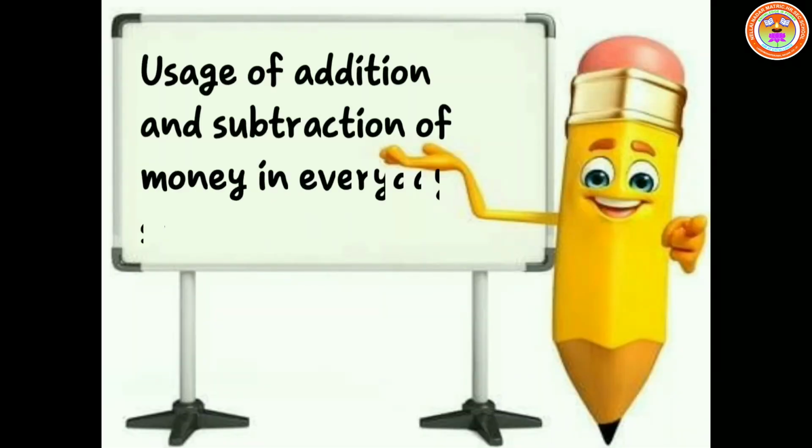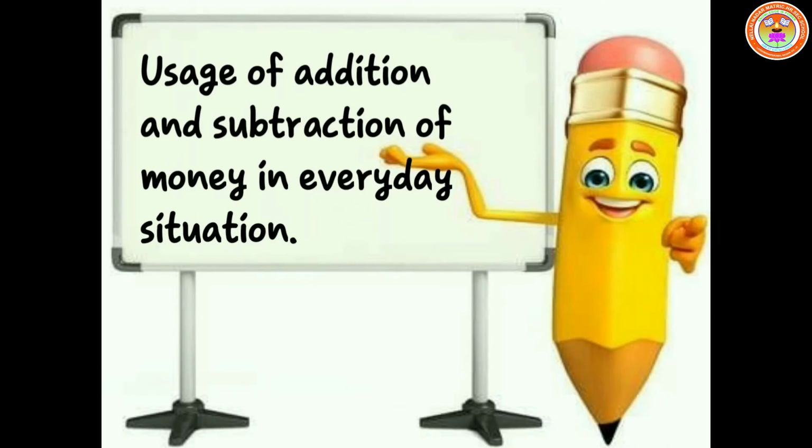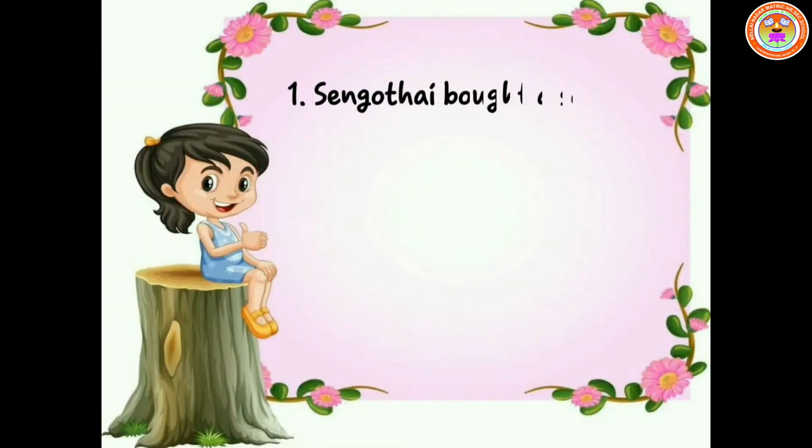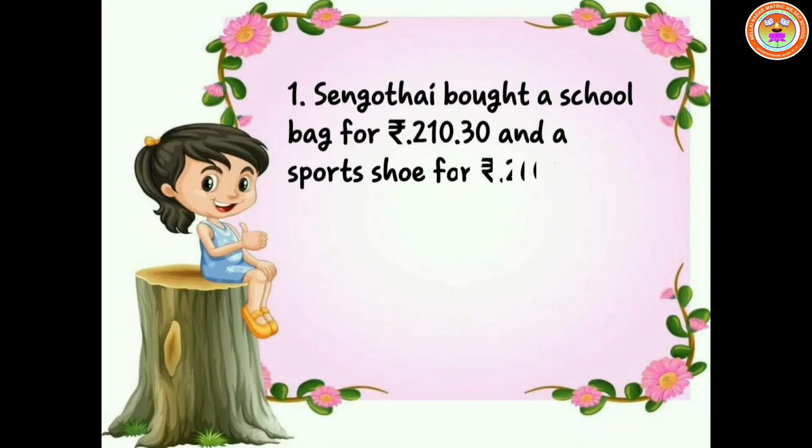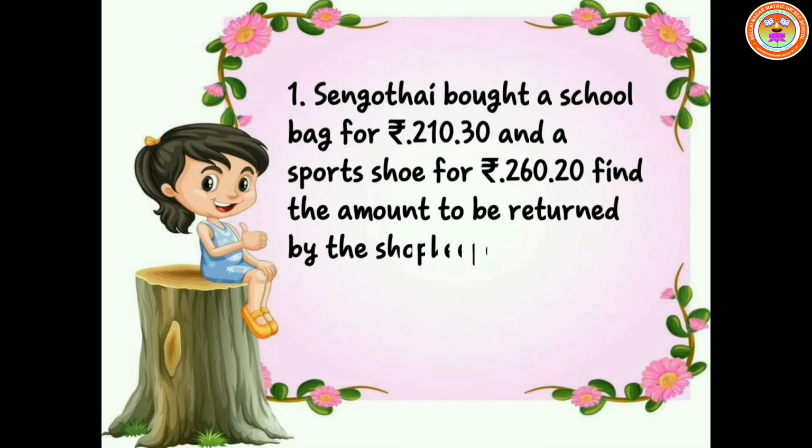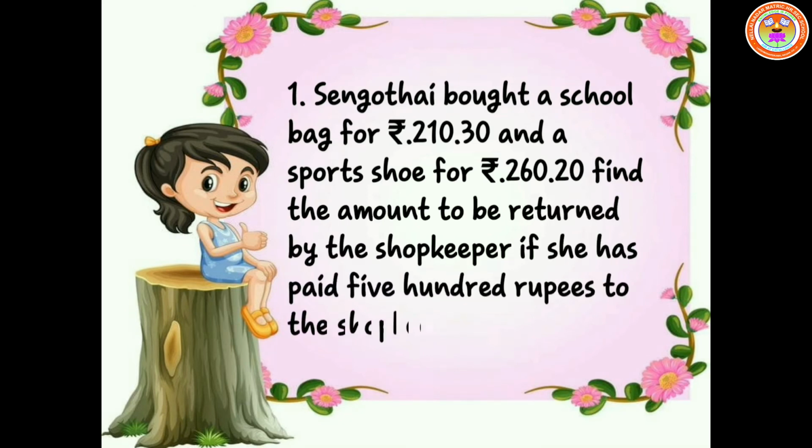Usage of addition and subtraction of money in everyday situations. Look at the first question. Sengode bought a school bag for 210 rupees 30 paise and a sports shoe for 260 rupees 20 paise. Find the amount to be returned by the shopkeeper if she has paid 500 rupees to the shopkeeper.